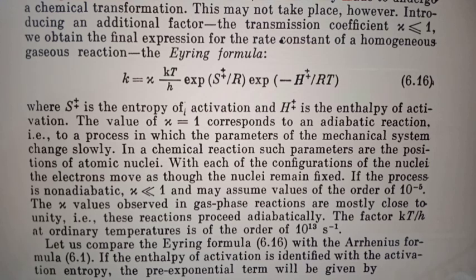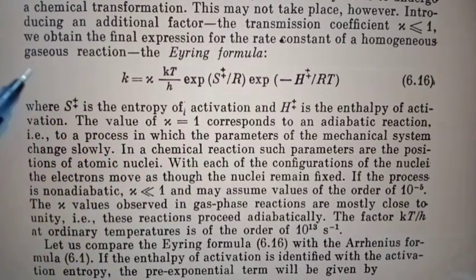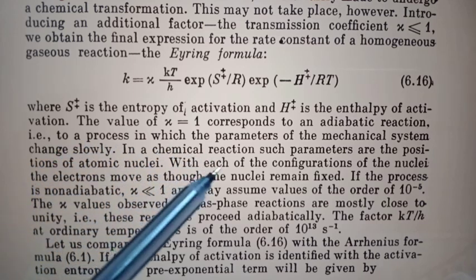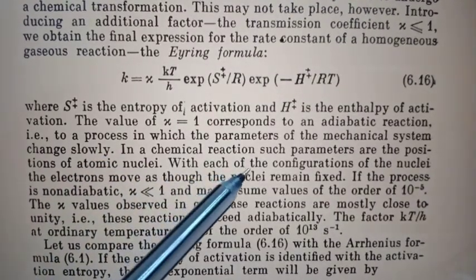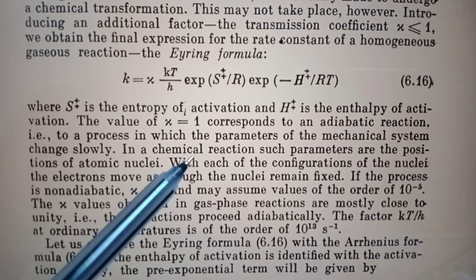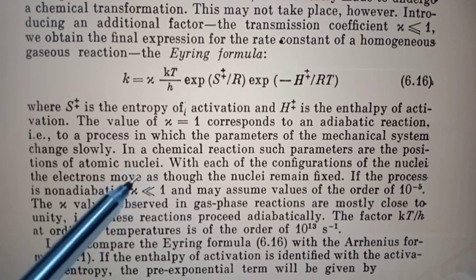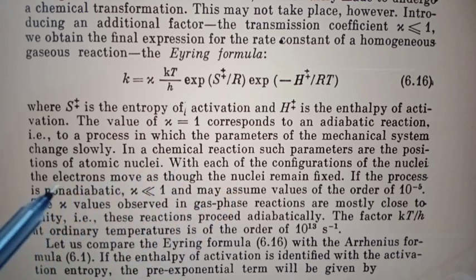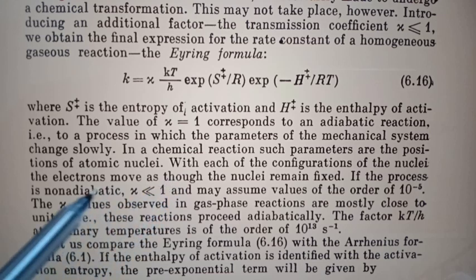The value of kappa equal to 1 corresponds to adiabatic reactions, i.e. reactions in which the parameters of the mechanical system change slowly. In chemical reactions, such parameters are the positions of atomic nuclei. With each configuration of the nuclei, the electrons move as though the nuclei remain fixed. Otherwise the process is non-adiabatic.